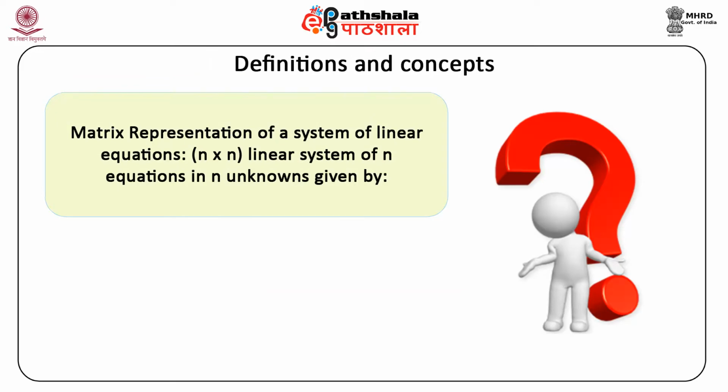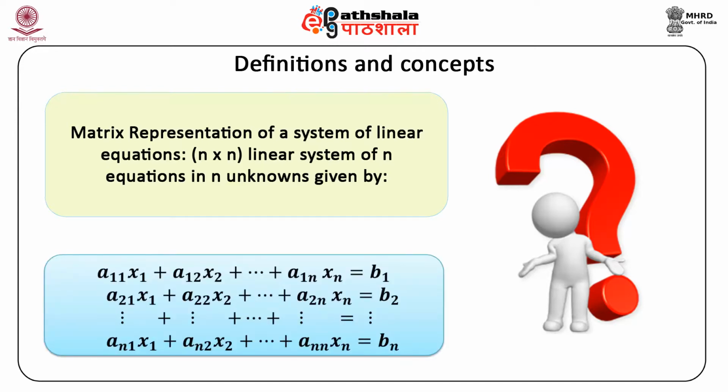Matrix representation of a system of linear equations. Consider an n × n linear system of n equations in n unknowns given by a11x1 + a12x2 + ... + a1nxn = b1, a21x1 + a22x2 + ... + a2nxn = b2, and so on down to an1x1 + an2x2 + ... + annxn = bn.